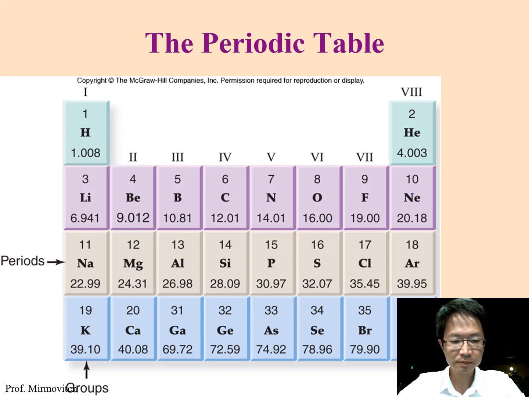Periodic table. So we have vertical columns. We call them groups. We have group 1, group 2, group 3, group 4, group 5, group 6, group 7, and then group 8. And then we have periods. They are the horizontal rows of the periodic table.